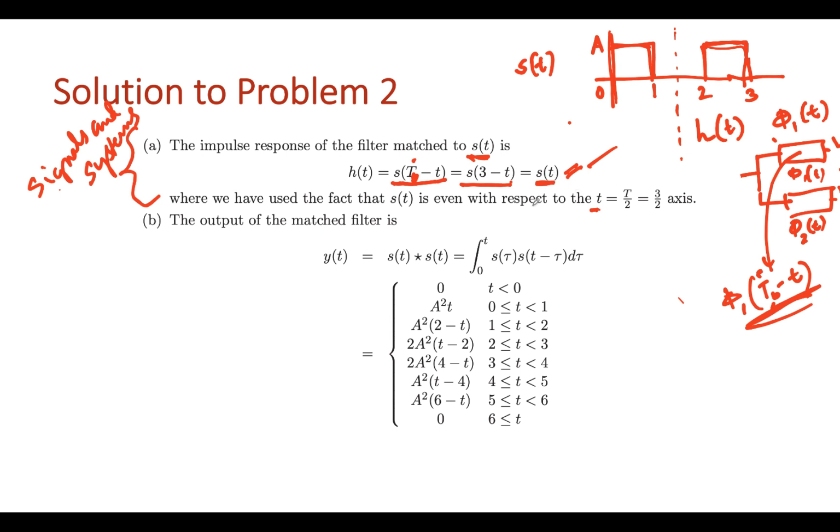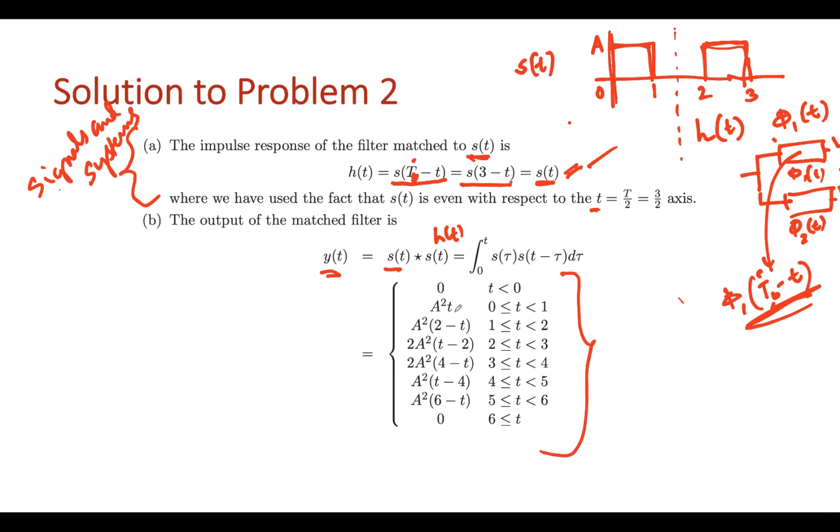So we have h(t) equal to s(t). So now the output of the matched filter is nothing but y(t), which is equal to s(t) convolved with h(t). Since your h(t) is equal to s(t), basically you are convolving s(t) with itself, okay. And if you do that, then you will get this expression.